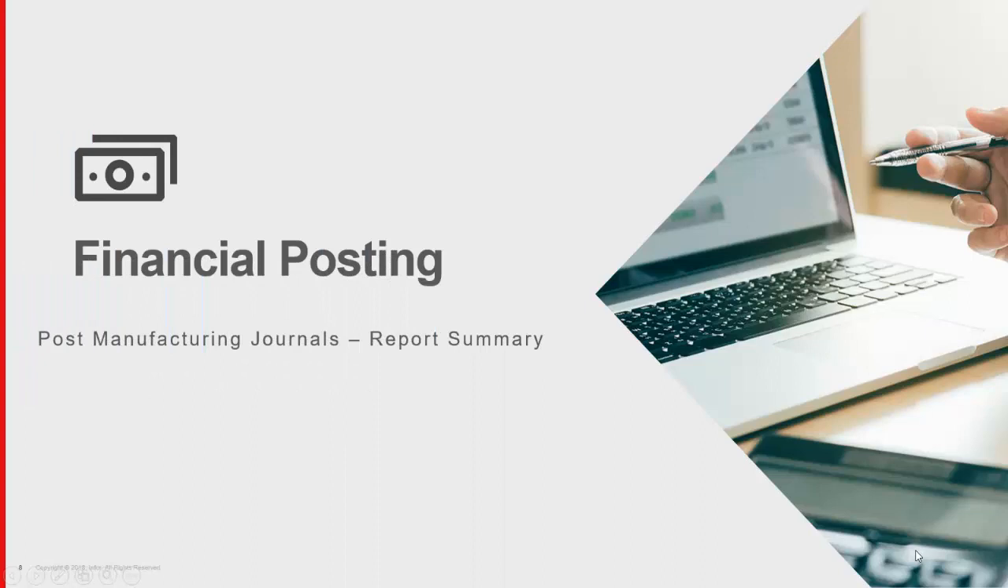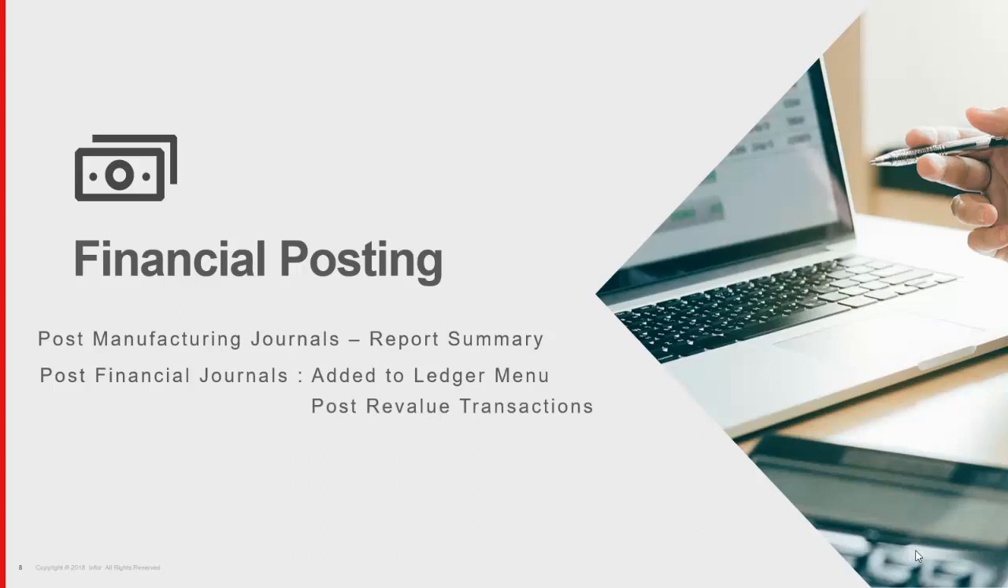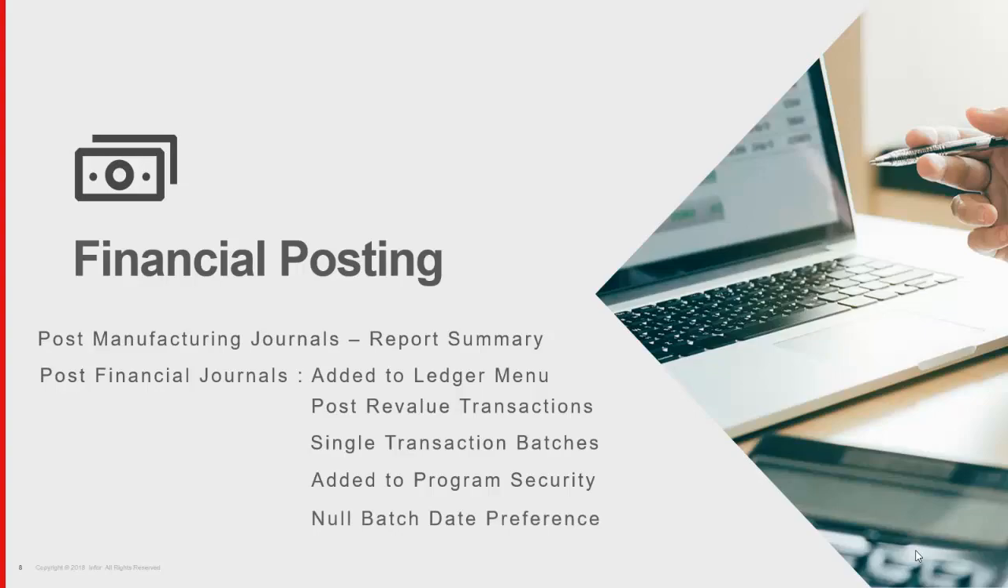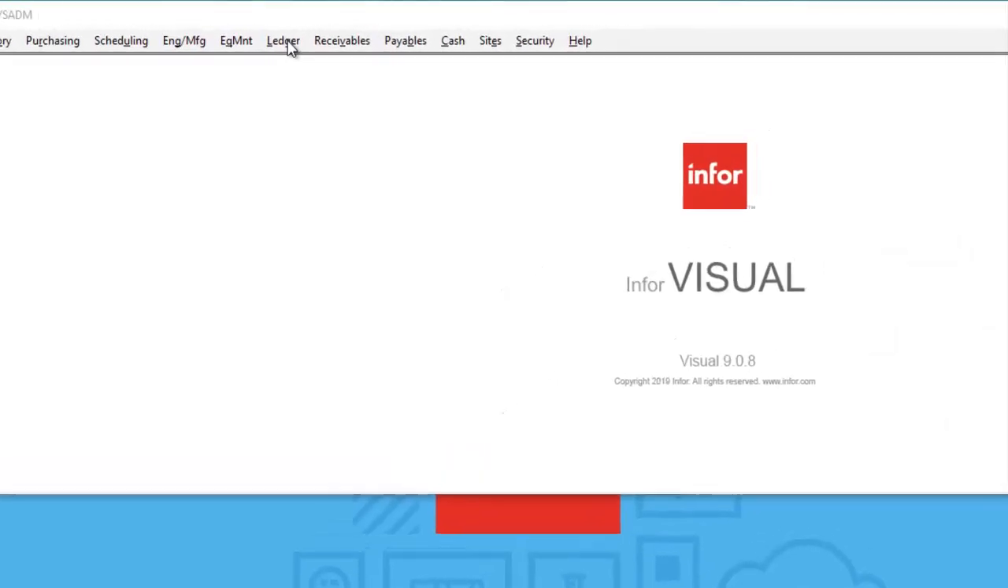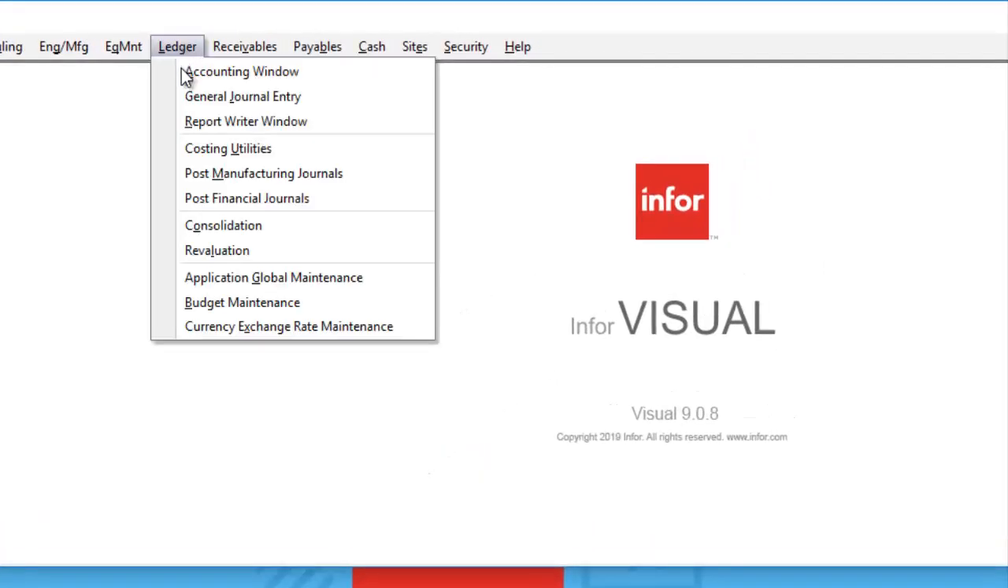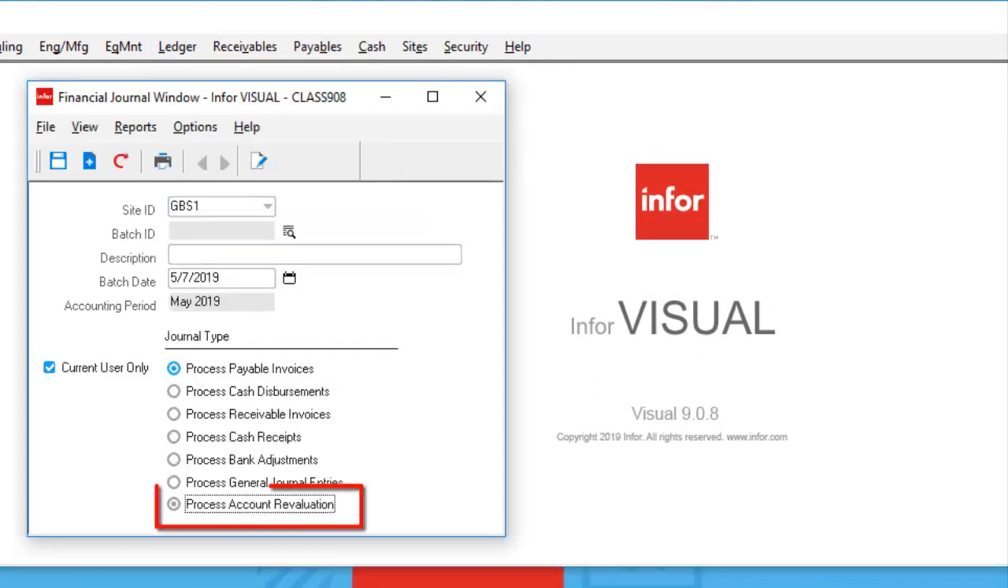Additional enhancements can be found inside of the Post Financial Journals utility, starting with access from the Ledger menu. Also, the revalue transactions are available now. If you use single batch transactions, that functionality exists. We added program security and a new preference for the null batch date. Beginning from the Ledger menu, you can now see the access to the Post Financial Journals is available here. Once the window is open, you can notice on the bottom, we can process the revaluation journal at this point.